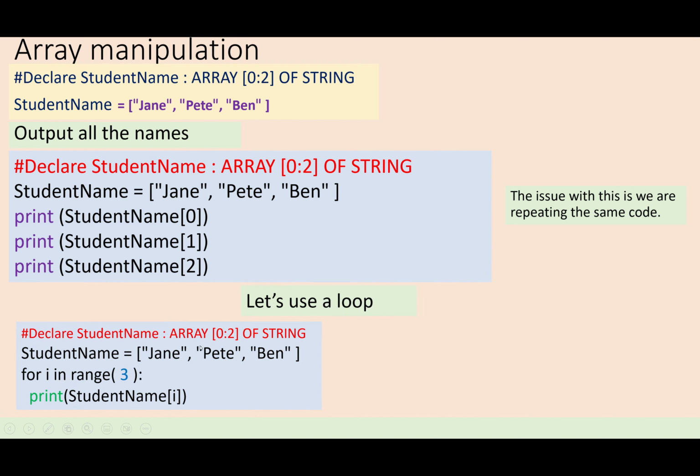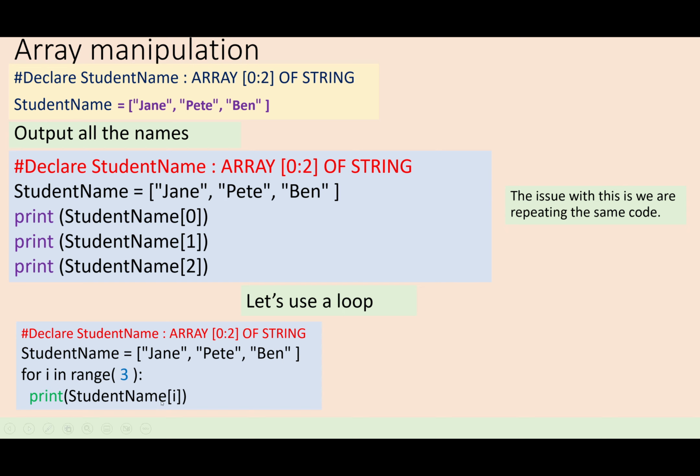So we've got our array. We've got for i in range 3, print student name i. So what's going to happen there is i is going to be 0 to start with. So in Python loops, the i will start at 0, then it'll be 1, and then it'll be 2, and it will stop when it's repeated 3 times.